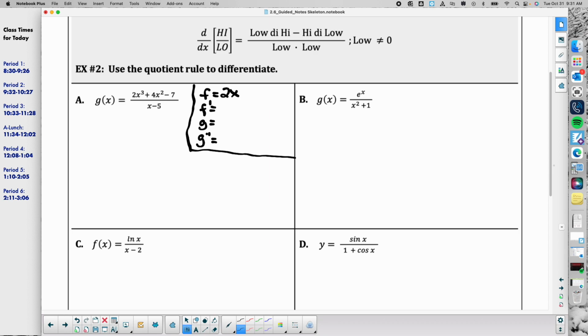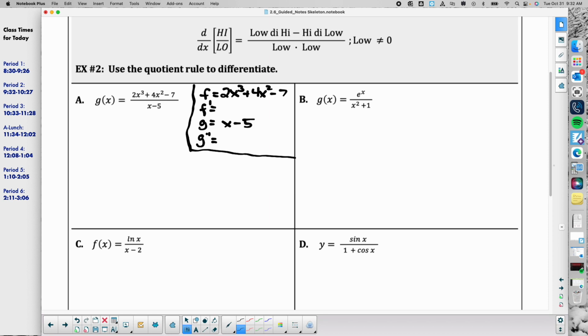2x cubed plus 4x squared minus 7. G would be the bottom, x minus 5. Now, as we do more and more of the derivatives, you'll definitely get a lot more comfortable doing power rule in your head. I'm sure you're probably still at the point where you have to pause and think about things. You'll just get faster as we do more.